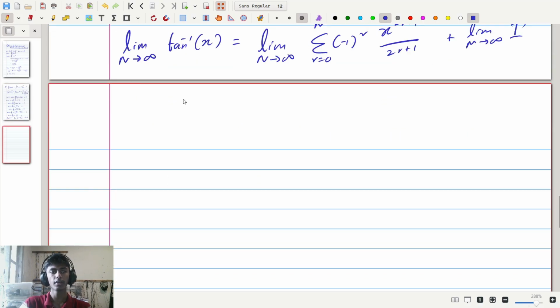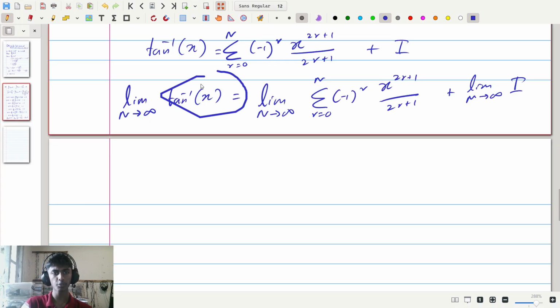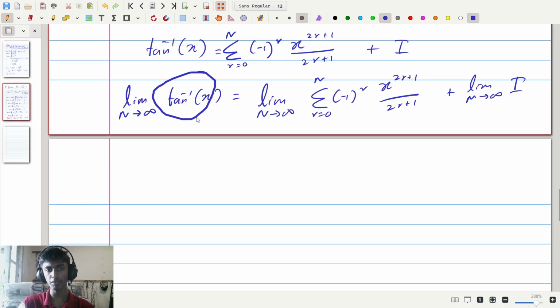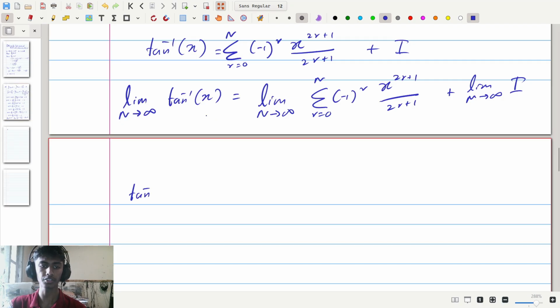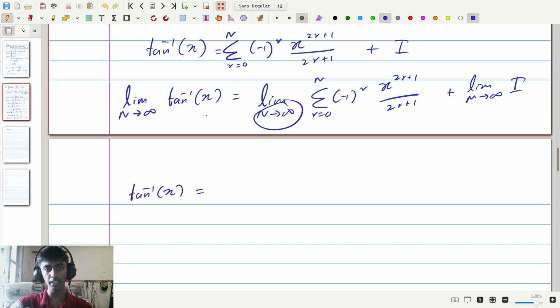Now then, since this expression on the inside is independent of n, this is not going to have any kind of consequence as we take the limit as n approaches infinity. Therefore, this left side is still going to be the tan inverse of x. On the right side, however, we're going to keep this thing as is, and we're going to write this as the limit as n approaches infinity of the sum up to n.